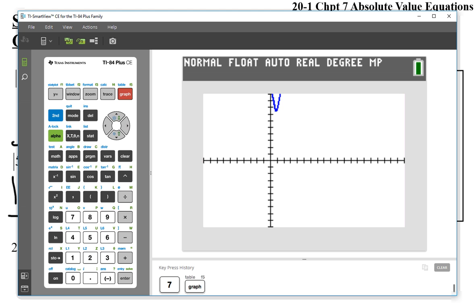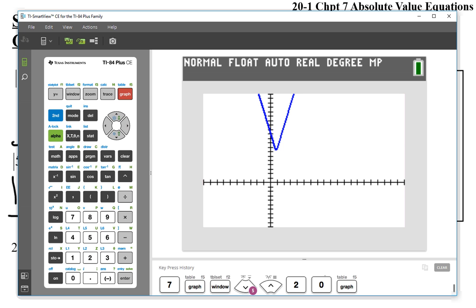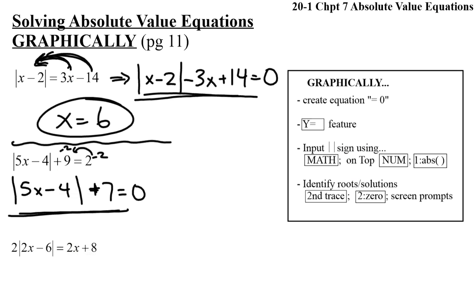Now, I don't see a lot of the graph. I'm going to just change my window. My y max, I can go up a little bit to see what happens. And when I graph that, I see that my graph doesn't have an intersection point. There is no x value, which matches what we found out when we solved algebraically. There is no solution. Algebraically it worked out. Graphically, we got the same answer. Impossible, no solution.